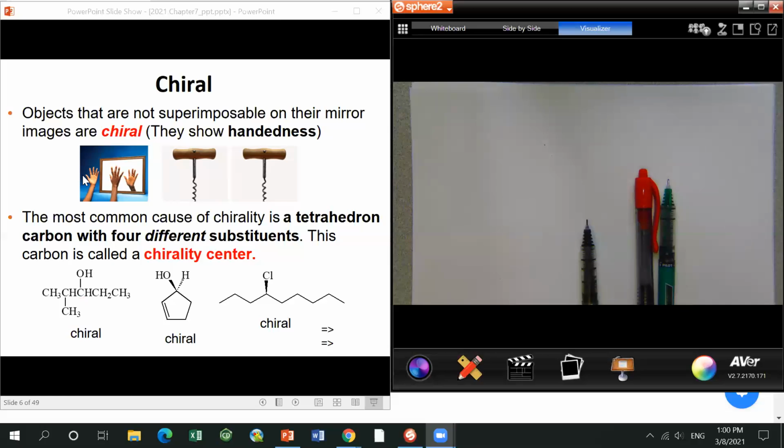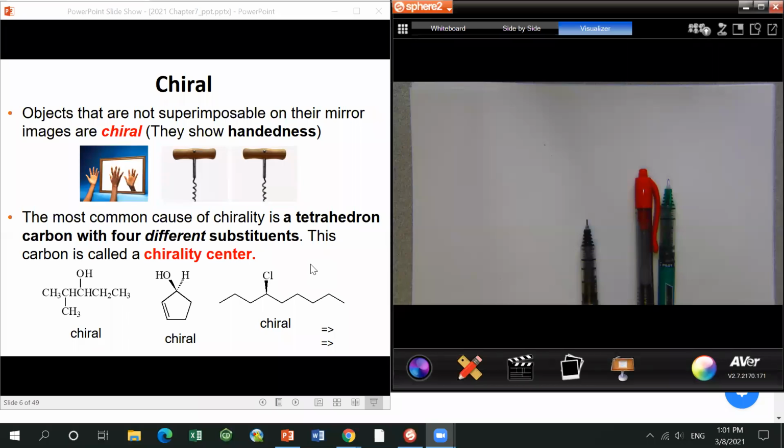Our left hand and right hand are mirror images of each other, but they are not superimposable. So that means they are chiral. Another example is the left helix and the right helix. They are also mirror images of each other but non-superimposable. Both are chiral. There are a lot of different types of molecules that show chirality.